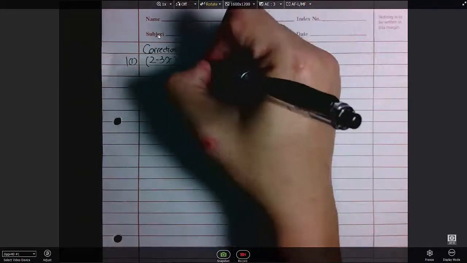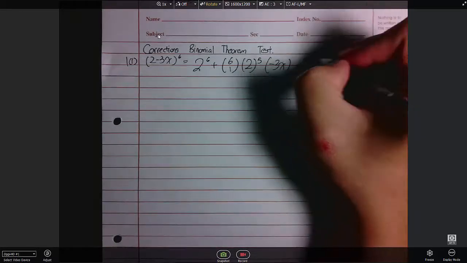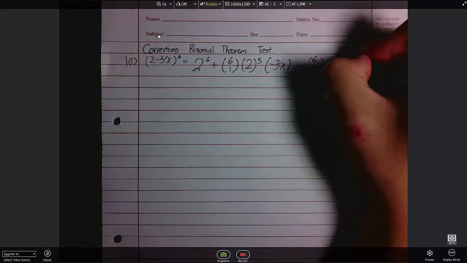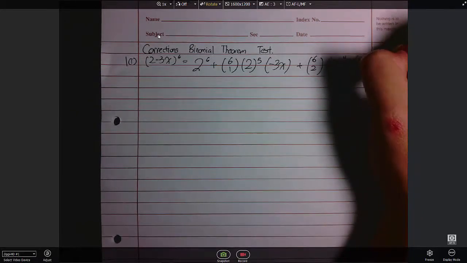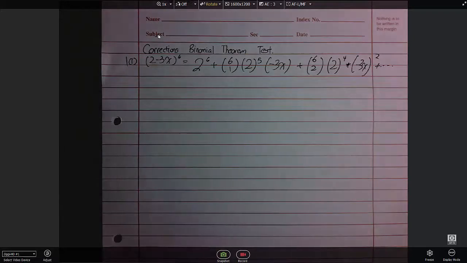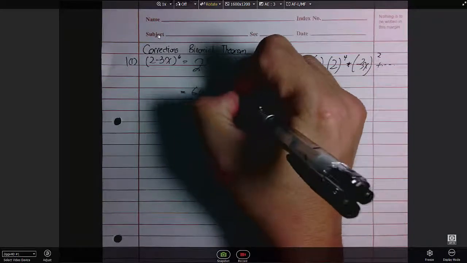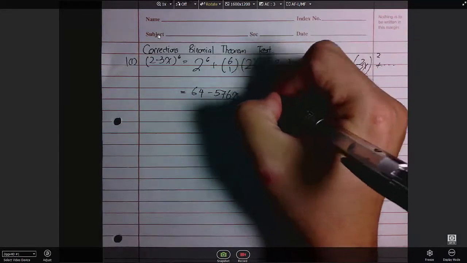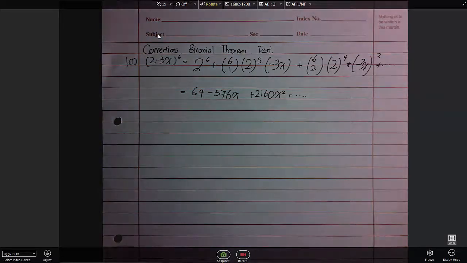So the first term is simply 2 to the power of 6, plus 6 choose 1, 2 to the power of 5, negative 3x to the power of 1, plus 6 choose 2, 2 to the power of 4 times negative 3x to the power of 2, plus dot dot. Simple enough. Then if I quickly simplify everything, I get 64 minus 576x plus 2160x squared plus dot dot.